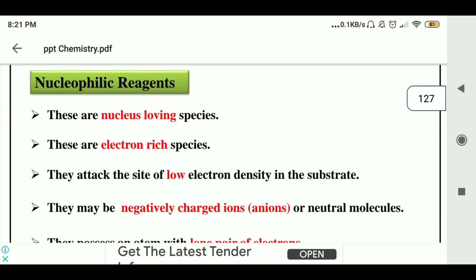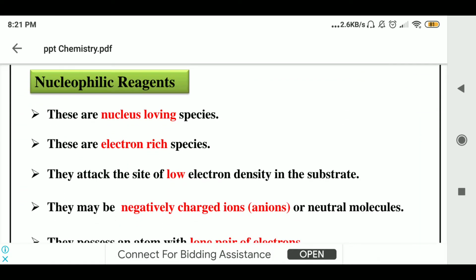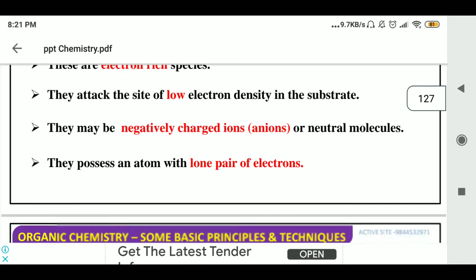Now talking about nucleophilic reagents, they are nucleus loving species. They are electron rich species, and they attack the site of low electron density in the substrate. They may be negatively charged ions or neutral molecules.